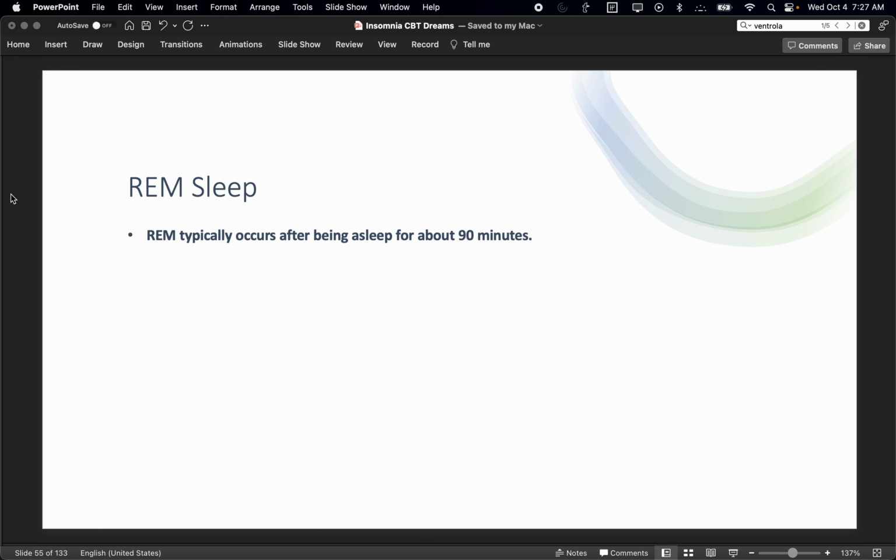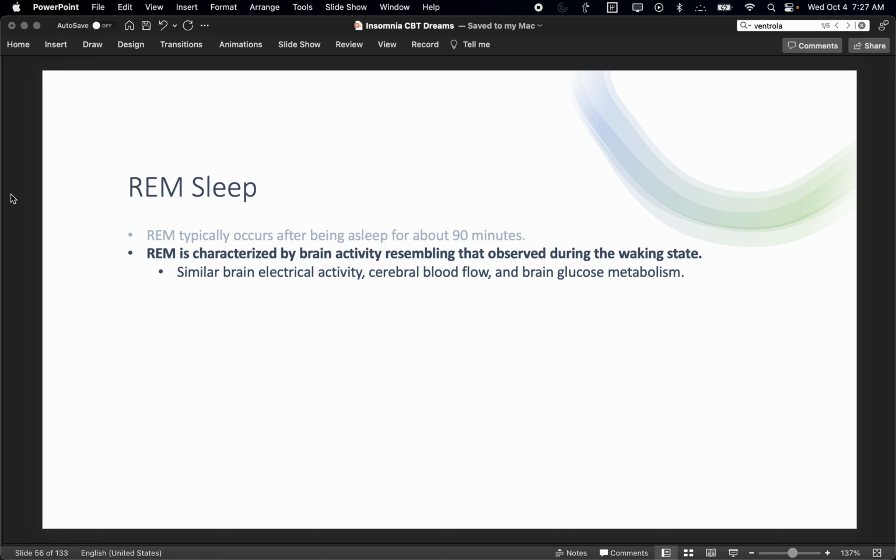REM, rapid eye movement sleep, typically occurs about 90 minutes after falling asleep. It's characterized by brain activity on EEG that basically looks like wakefulness, because overall the brain has similar electrical activity, cerebral blood flow, and glucose metabolism. You have generalized muscle atonia during REM, other than the eyes and diaphragm and penile and clitoral function, which will be on the next slide. That's why it's called rapid eye movement. Your eyes move, but basically the rest of your body's not.